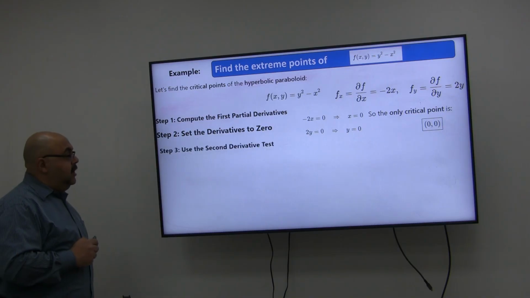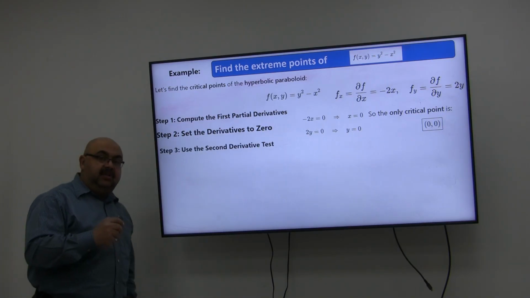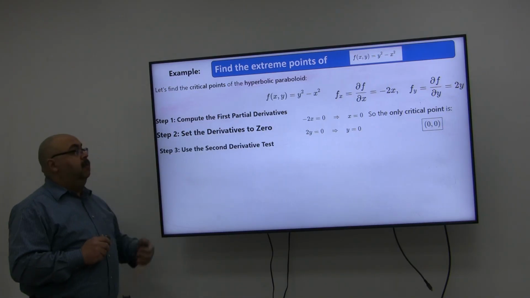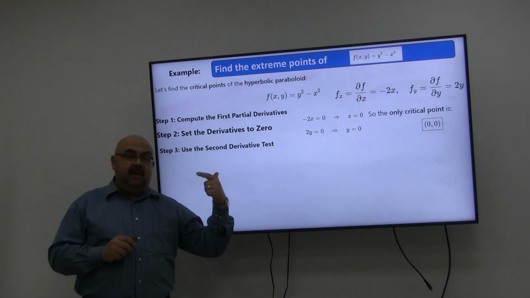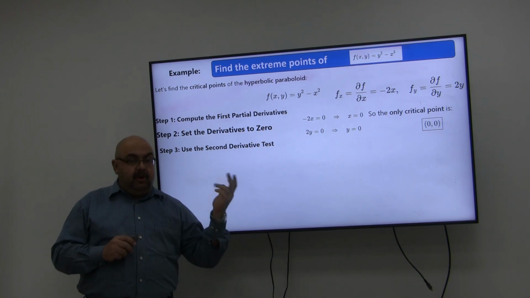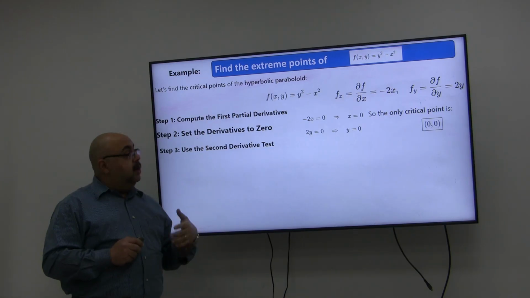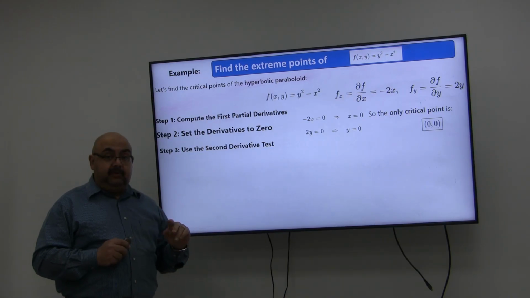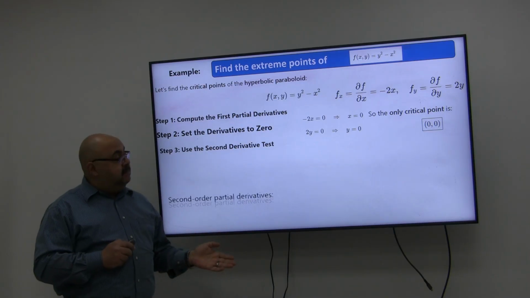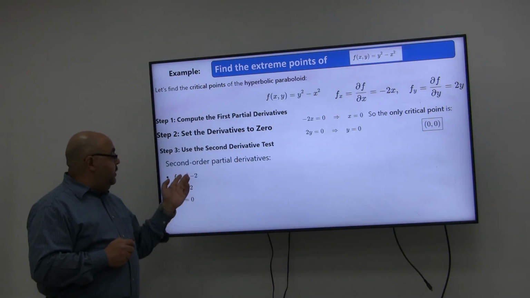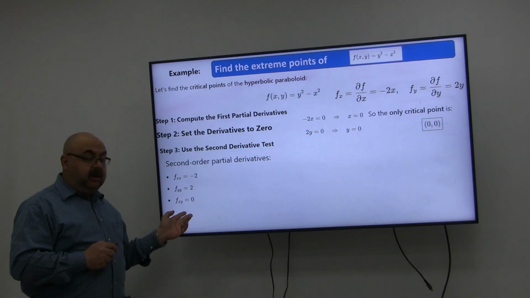The second step is to use the second derivative test, which means I will need to get f double x, f double y, and the mixed derivative for this function. F double x is going to be negative 2, f double y is going to be positive 2, and f x y is going to be equal to 0, which means those are the results that I'm telling you about.